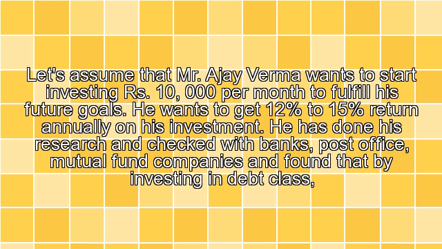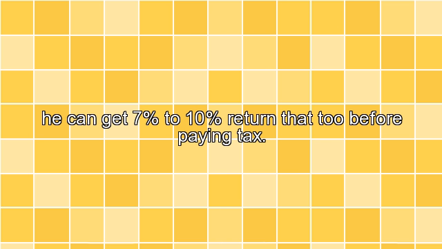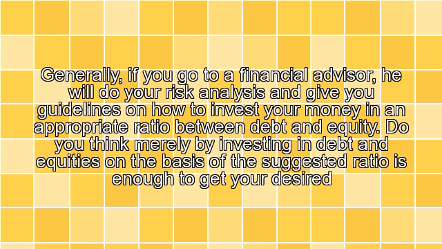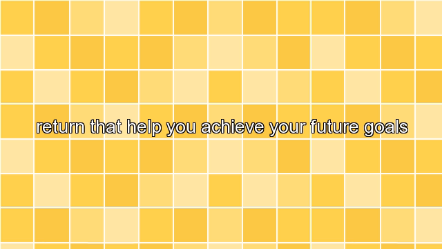He has done his research and checked with banks, post office, mutual fund companies, and found that by investing in debt class, he can get 7% to 10% return, that too before paying tax. Generally, if you go to a financial advisor, he will do your risk analysis and give you guidelines on how to invest your money in an appropriate ratio between debt and equity. Do you think merely by investing in debt and equities on the basis of the suggested ratio is enough to get your desired return that help you achieve your future goals?